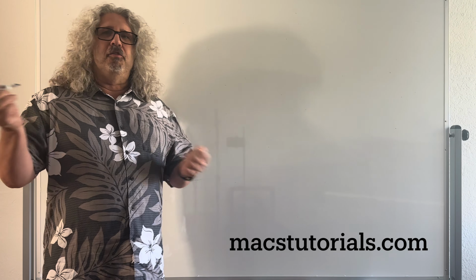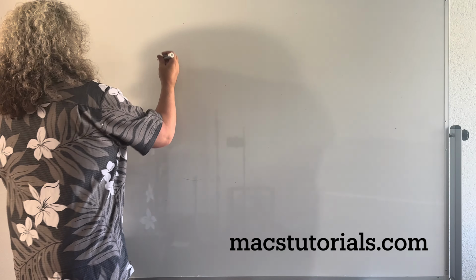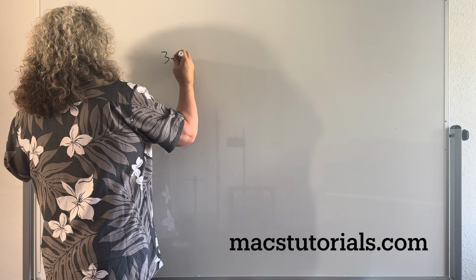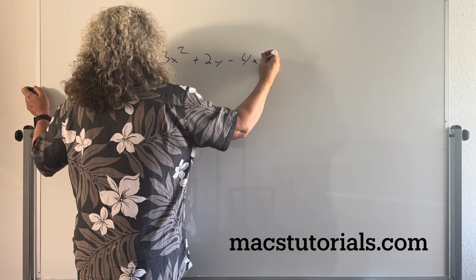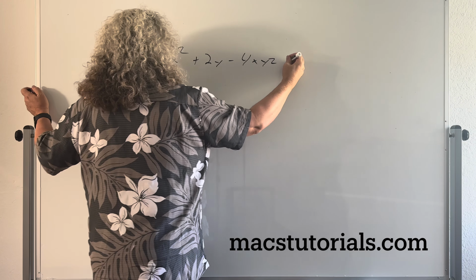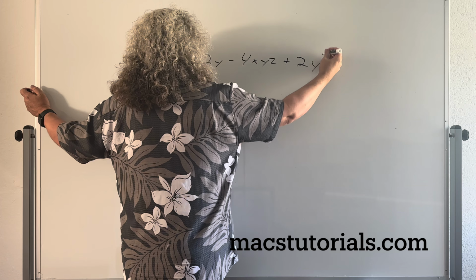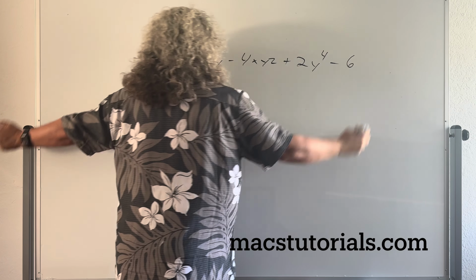Let's talk about like terms and what they are. Before we do that, we might as well talk about what a term is. I'm going to write an expression up here: 3x squared plus 2y minus 4xyz plus 2y to the fourth minus 6.